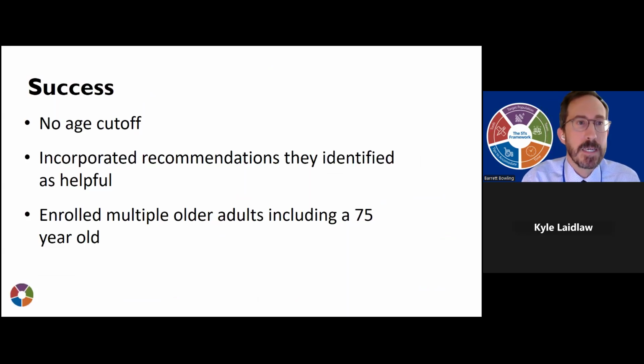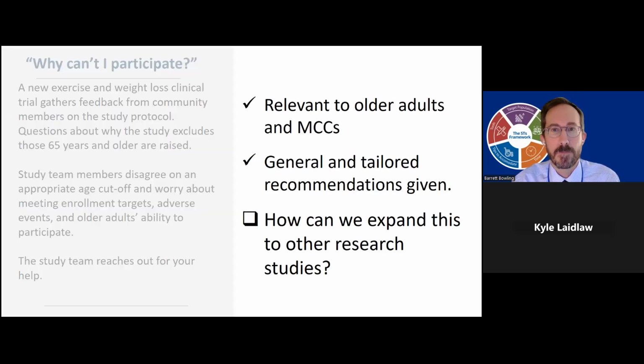So this was a success case. By the end of their discussions, they got rid of the age cutoff, which probably they shouldn't have had in the first place. They decided to incorporate several recommendations that they identified as being most helpful. These weren't things that the 5 T's research team told them to do, but ones that they felt would be most helpful. And because of that, they were more likely to implement those. At last check-in with the study team, they had enrolled multiple older adults, including one 75-year-old. And so hopefully this is a helpful case to think through, okay, what were the steps that this research team used?